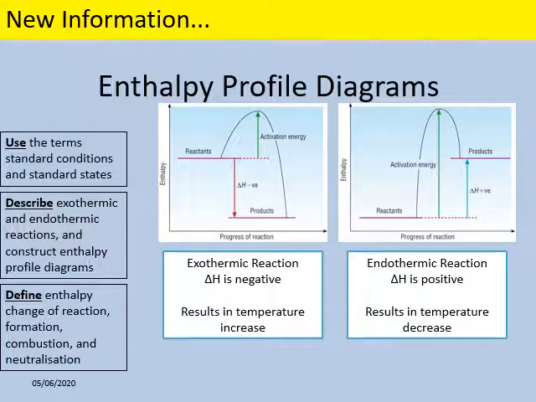You can see on the left we've got an exothermic reaction and on the right an endothermic reaction. In the exothermic reaction on the left, the products have less enthalpy than the reactants and therefore the enthalpy change is negative. This will result in a temperature increase because that energy has been given out to the surroundings. For the endothermic reaction, the products have more enthalpy than the reactants and therefore the enthalpy change is positive. That's going to result in a temperature decrease because energy has been taken in from the surroundings.